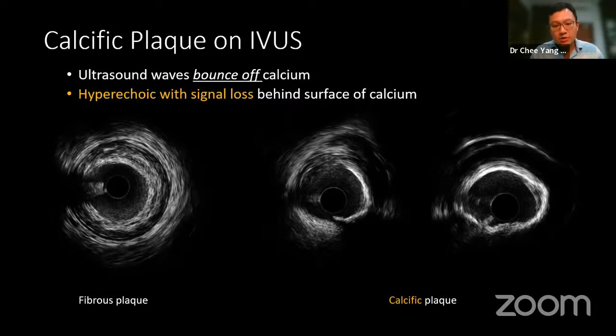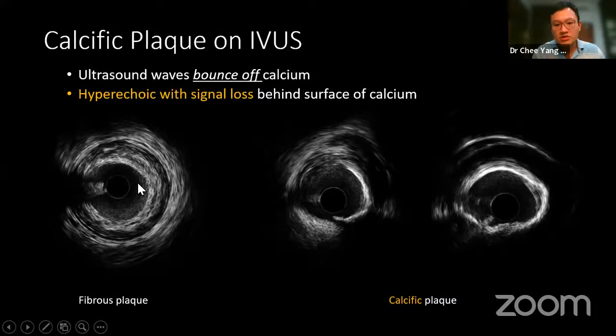So on IVUS, I think hopefully many people will already be aware, calcium tends to look very bright on IVUS. It's because ultrasound waves bounce off calcium, so calcium reflects almost all the ultrasound waves that hit it. As a result, the surface of the calcium tends to be very bright because all the ultrasound waves get reflected back to the transducer. And because nothing or hardly any ultrasound waves can penetrate through calcium, we get signal loss behind the surface of the calcium. So we can't see behind the calcium. It normally looks dark behind the calcium.